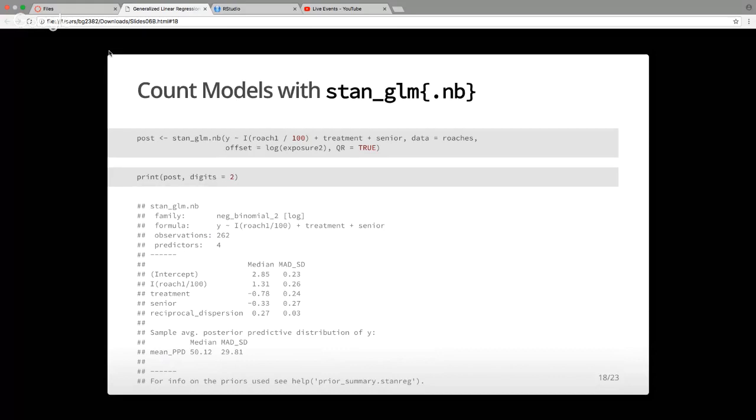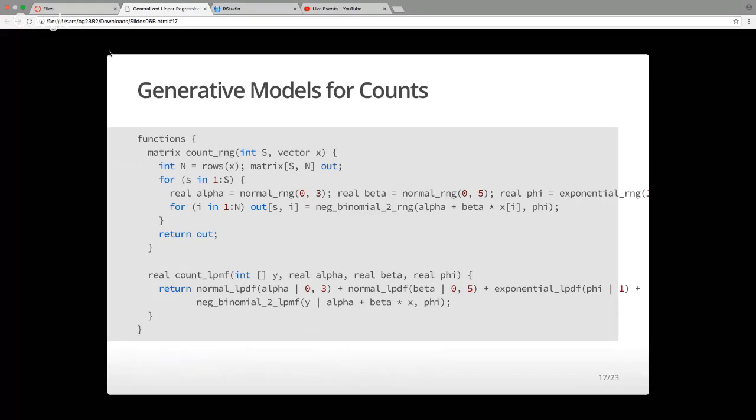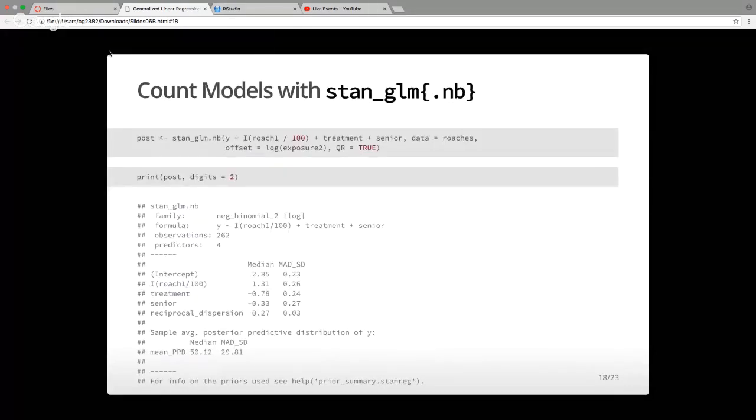So you can use stan_glm with family equal poisson to estimate a Poisson model, which assumes phi is infinity, or you can use stan_glm.nb to estimate a negative binomial model. This is one for an experiment done for roach eradication. So the outcome y is the number of roaches observed after applying some treatment to the apartment building. There are some other variables here capturing how many roaches were observed before the experiment, etc.